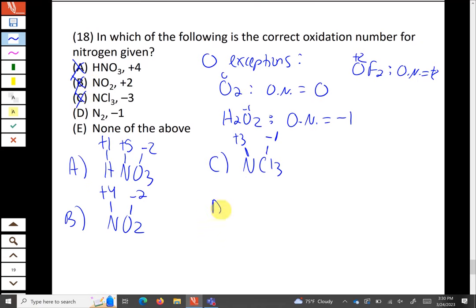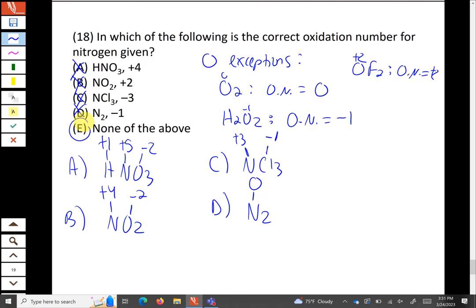And then finally, for choice D, if we have N2, anytime you have just a single element in the formula and no charge given, so N2 or any element that's just singular like Na or Ag or whatever, any element or compound that just has one type of atom in it, no charge, is always going to have oxidation number of 0. That's the only time the oxidation number is 0. So that one would be 0 whenever it's a neutral element, any form of that element. And so this one is also wrong. So the correct answer for this problem is E, none of the above. All 4 of those answer choices have the wrong oxidation number.